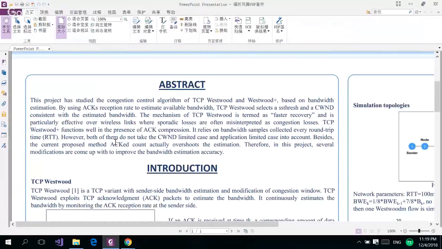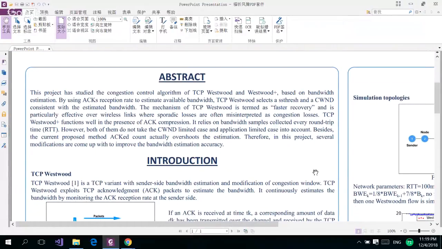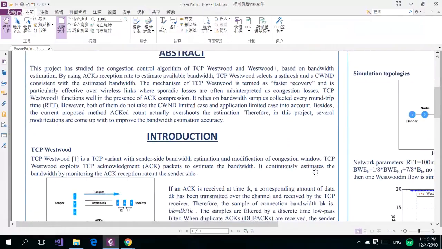My project has studied the congestion control algorithm of TCP Westwood and Westwood Plus based on bandwidth estimation. By using ACK reception rate to estimate the available bandwidth, TCP Westwood selects a slow start threshold and a congestion window consistent with the estimated bandwidth. The mechanism of TCP Westwood is termed as faster recovery and is particularly effective over wireless links where sporadic losses are often misinterpreted as congestion losses.